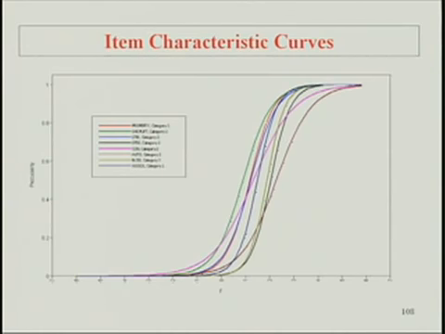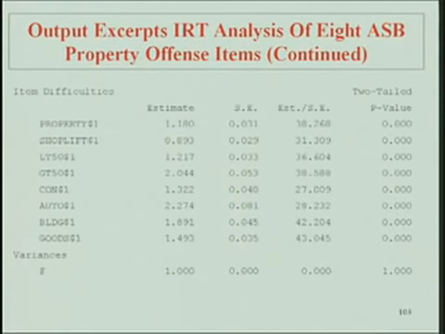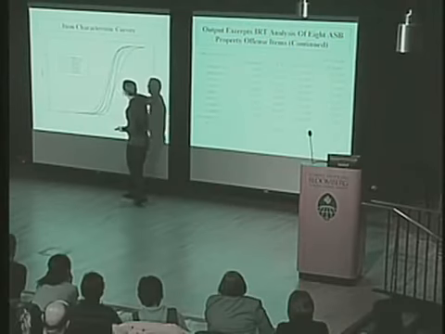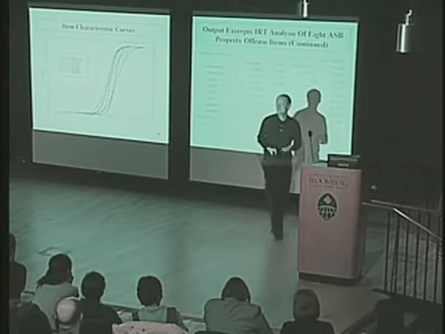But in any case, the steepness of the curves corresponds to the item discrimination values, and the location of the curve sideways has to do with the difficulty. So the higher the difficulty value, the highest difficulty value seems to be for auto. I guess that's stealing a car. That's probably this curve out here, the auto curve, saying that that's the most difficult item.